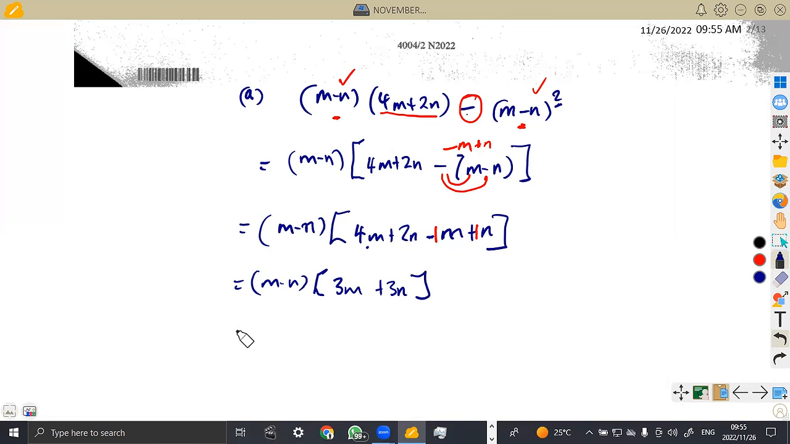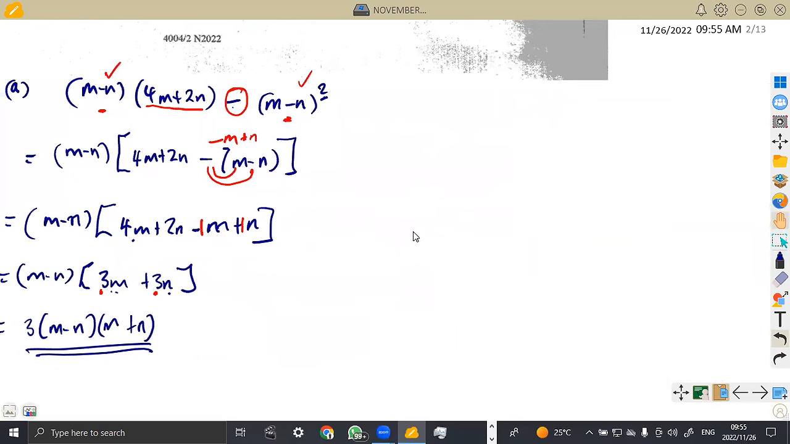So what is happening here? We can clearly see that we have factorized, yes, but we still have the 3 here, which is common in these two terms, 3m and 3n. So we can factor out this 3. That means we are going to have 3 into m minus n. If we factor out 3 from 3m, we remain with m. From 3n, we remain with a plus n. So this was the answer that we were supposed to have, of which we could have expanded.